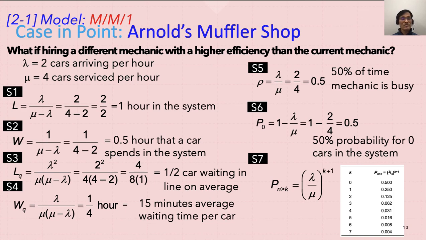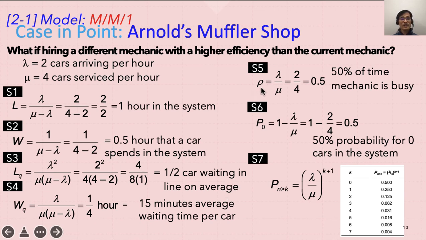And let's apply this formula using these two dimensions. And then we find that the wait time, the length of the line is 1 hour in the system, and wait time is a half hour, 30 minutes that a car spends in the system. LQ is half car, so length of the queue is half car waiting in line on average. So not even 1 car, only half car. So it's a fantastic situation. The waiting time in the queue is usually 1/4 hour or 15 minutes on average. So that's what we find. So which is really good.